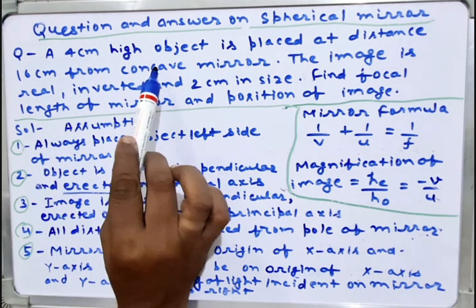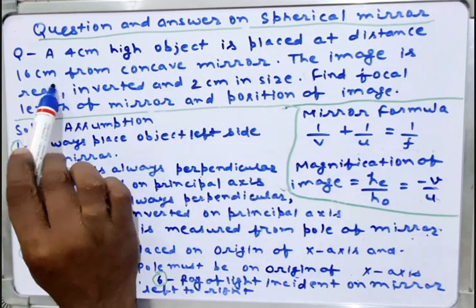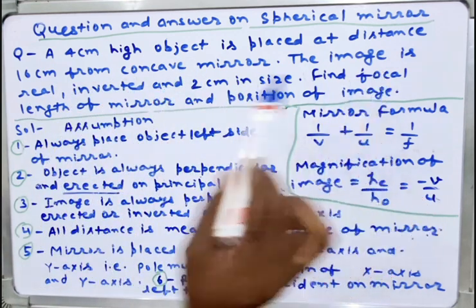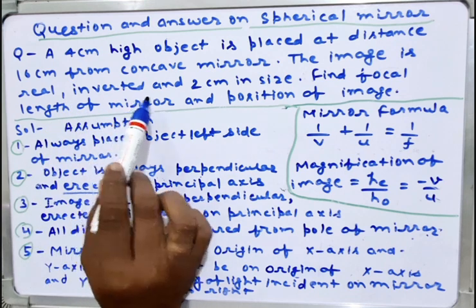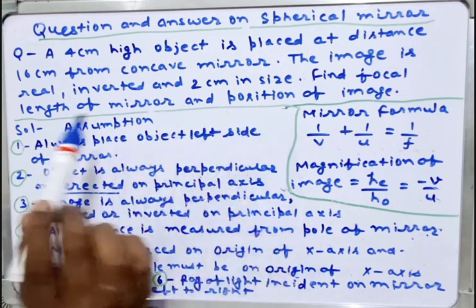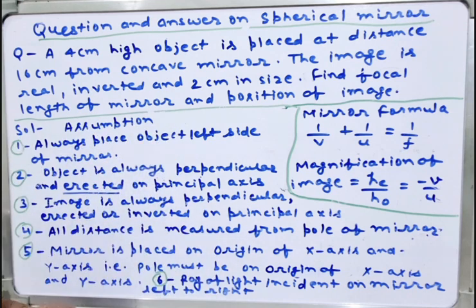A 4 centimeter high object is placed at a distance of 16 centimeter from a concave mirror. The image is real, inverted and 2 centimeter in size. Find the focal length of the mirror and the position of the image.